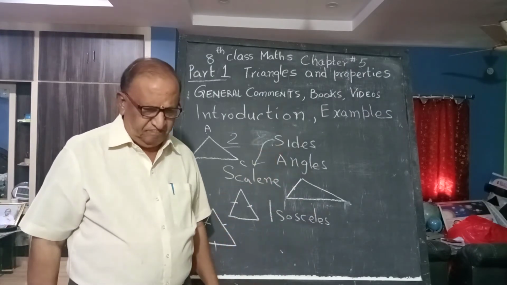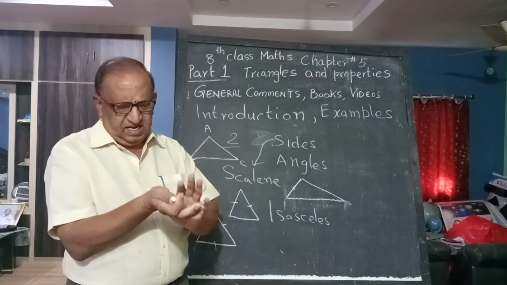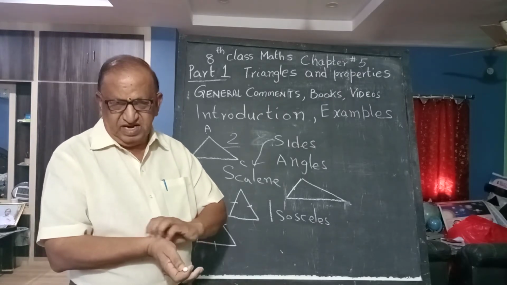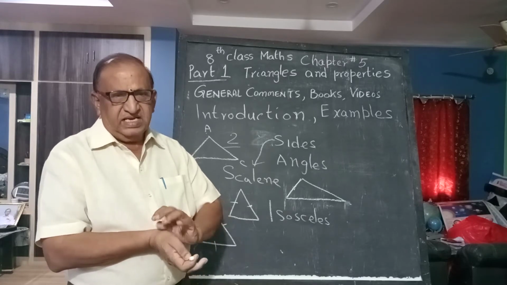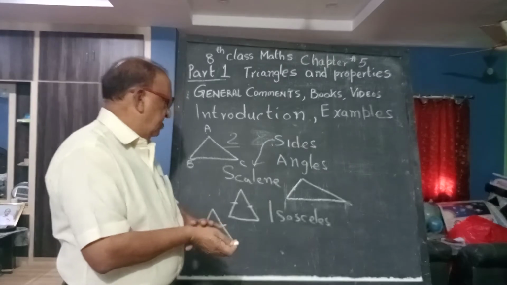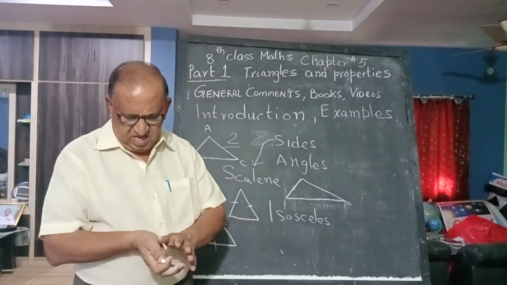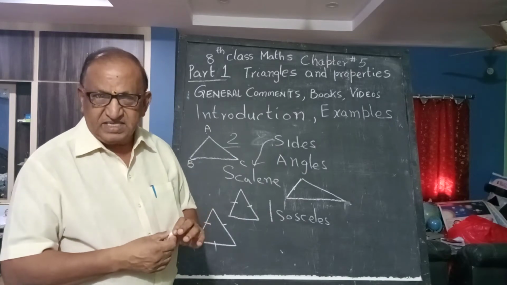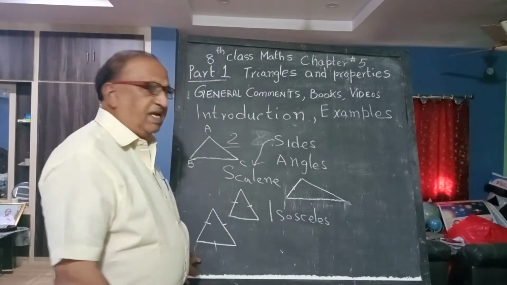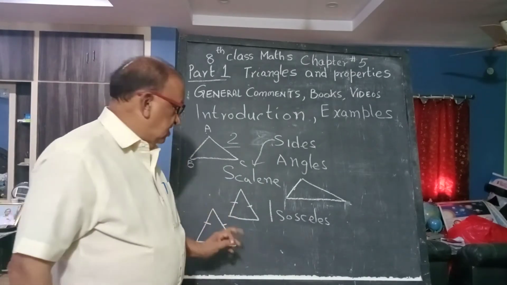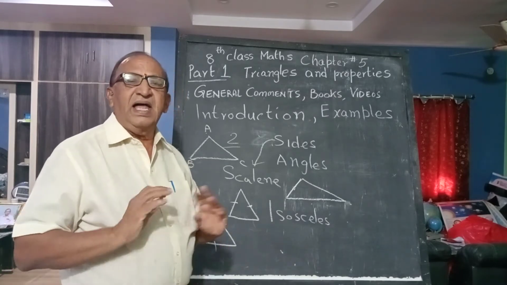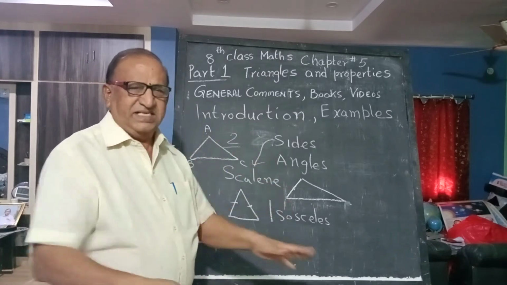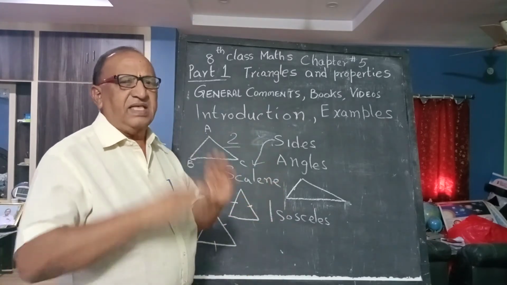Coming back, if the three sides of a triangle are different, none of them equal to any other, then it is called a scalene triangle. Next one is isosceles. If two sides are equal, then you call it an isosceles triangle. If the three sides are equal, then you call it equilateral. So in all these discussions, we are talking about only sides, only the lengths of the sides.